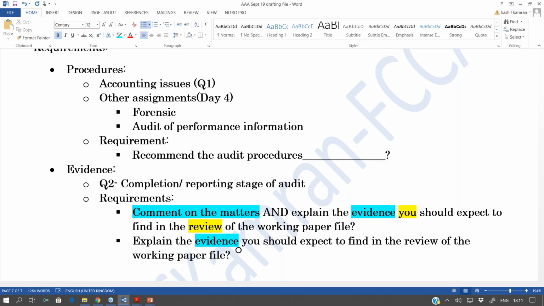Now, that is the requirements. And if any one of you is repeating the AAA exams, you're very familiar with these requirements, procedures, and evidence. And these requirements might not be new for you. It's more important to understand the expectations of the examiner around these requirements and then look at the marking scheme. Now, let's first start with procedures.